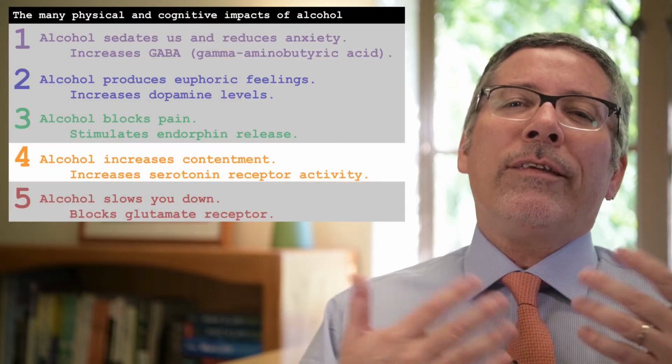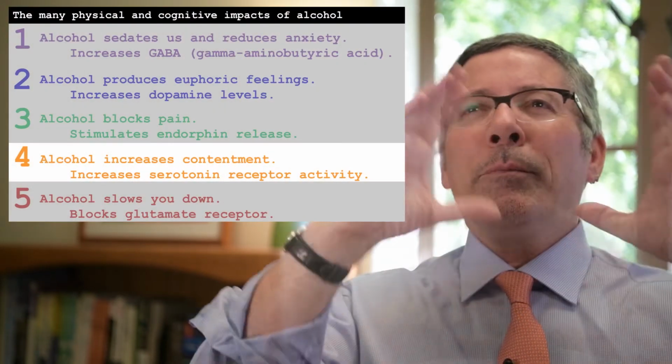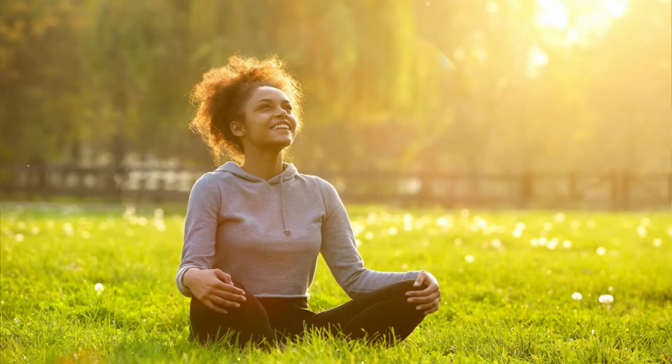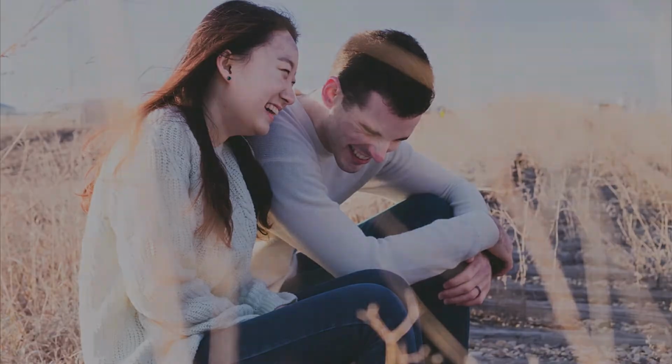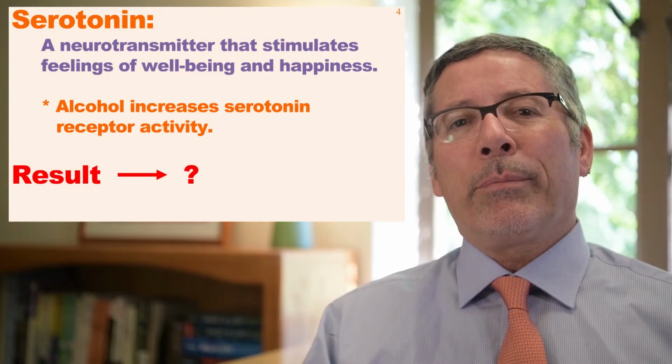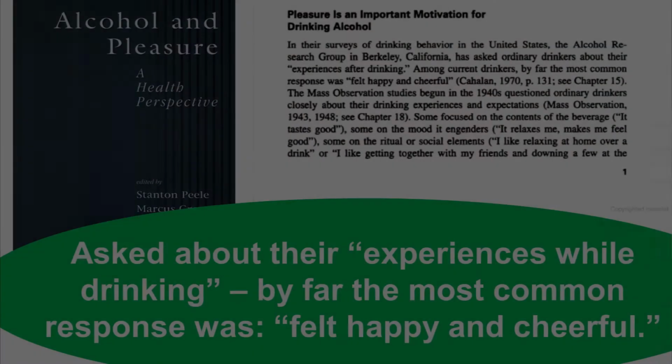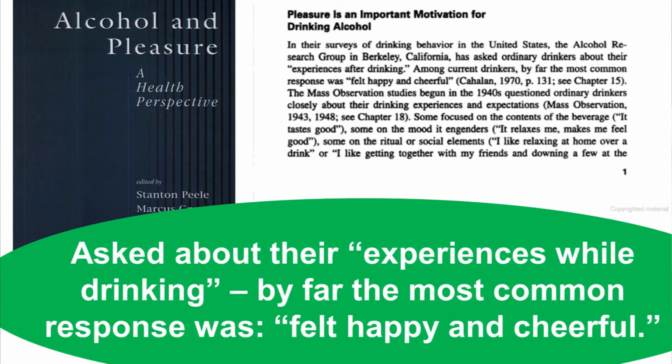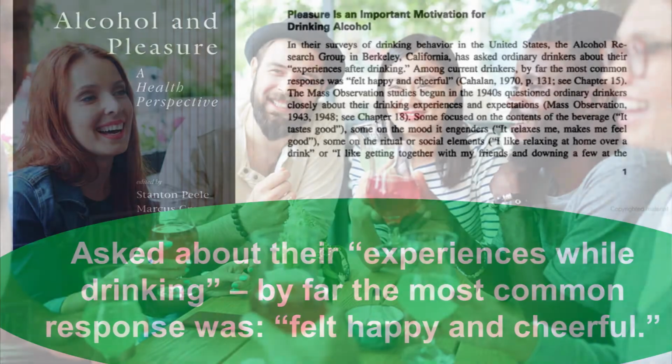A fourth effect that alcohol has is that it causes your contentment to also be increased. Dopamine is more like euphoria. Serotonin is more of this feeling of contentment, satiation. What alcohol does is it increases the serotonin receptor activity. In a big compendium of research on alcohol, researchers have found that when people are asked about their experiences while drinking, by far the most common response is they feel happy and cheerful. Alcohol makes them feel happier.